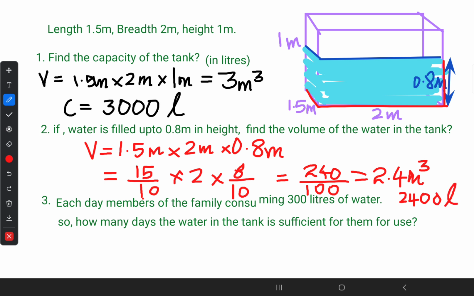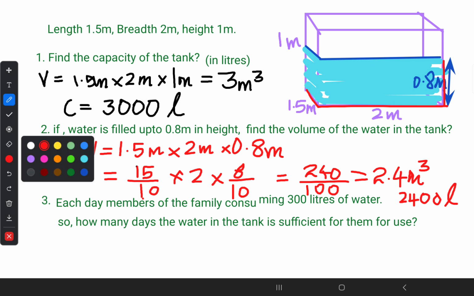I'll repeat again. In here, the length and breadth of the water column do not change. Only the changing one is height. Accordingly, the volume is changing now. Water column is filled up to 0.8 meter in height. So that's why we are considering height as 0.8 meter. After simplification, you will get the volume of the water column as 2.4 cubic meters. In liters, it would be 2400 liters.